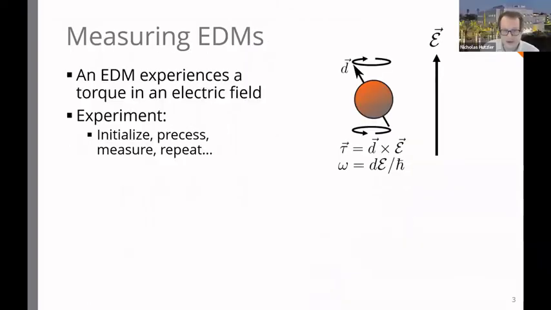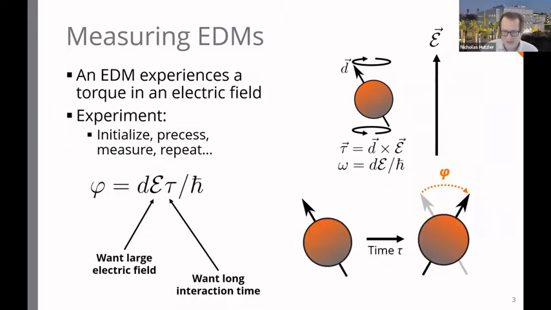So if you'd like to measure an EDM, the basic idea is you can use the fact that an EDM experiences a torque in an electric field. The searches for these other moments are similar. The EDM is sort of simplest to understand and visualize. So the experiment is you take your particles, you initialize them in some known spin state, you let them precess in fields, you measure the precession angle, and then you repeat many times because you're looking for something very small. The observable here is given by the product of the EDM, the size of the field that the particles are precessing in, and the coherence time, the interaction time. So you want those things to be large.